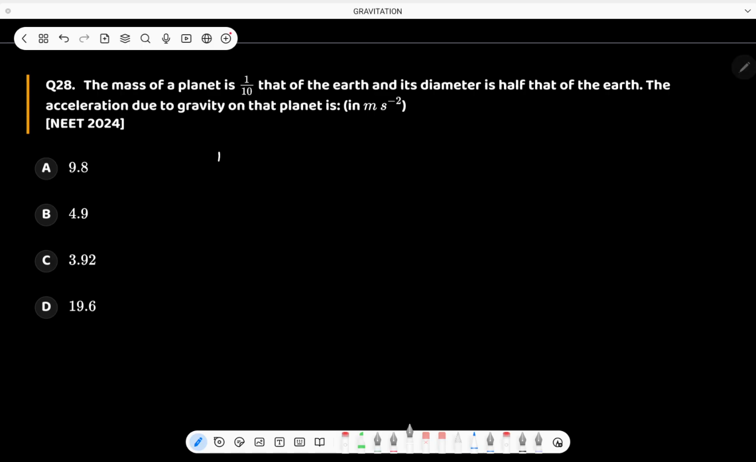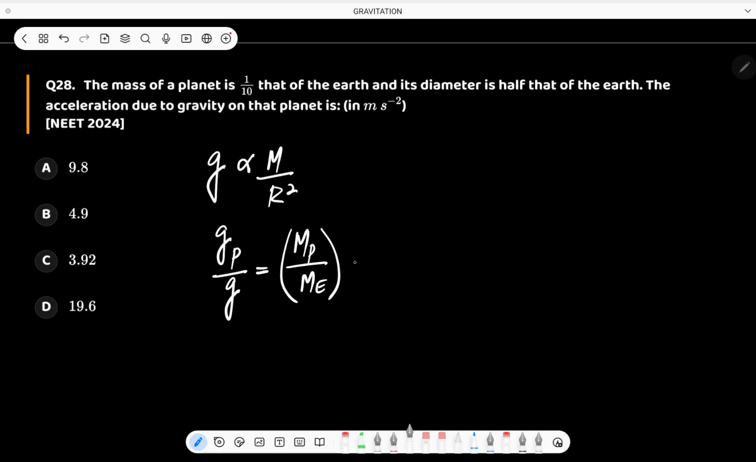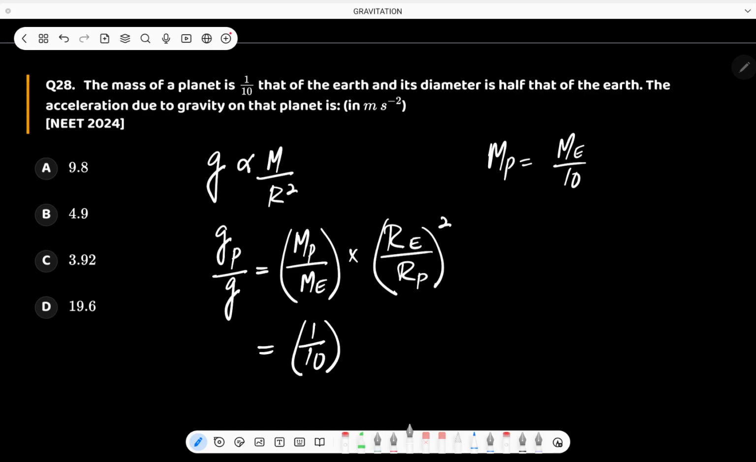Okay, so I will write down the acceleration due to gravity in terms of mass and radius. It is simply proportional to M by R square. Then I will write that g_p divided by g will be equal to mass of the planet divided by mass of the earth, multiplied by the radius of earth divided by radius of planet, whole square. Then it's given that the mass of the planet is 1 by 10 times the mass of earth, which implies that here I will simply write 1 by 10, isn't it?